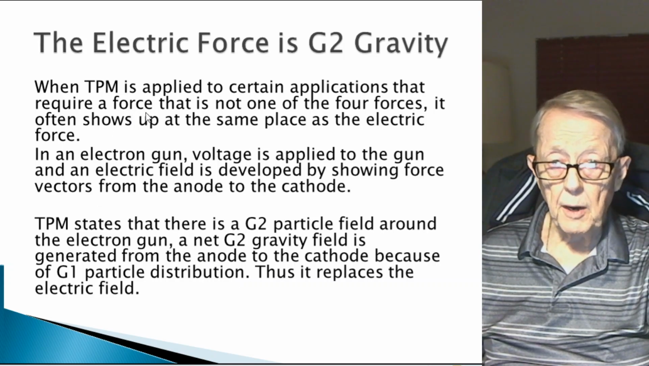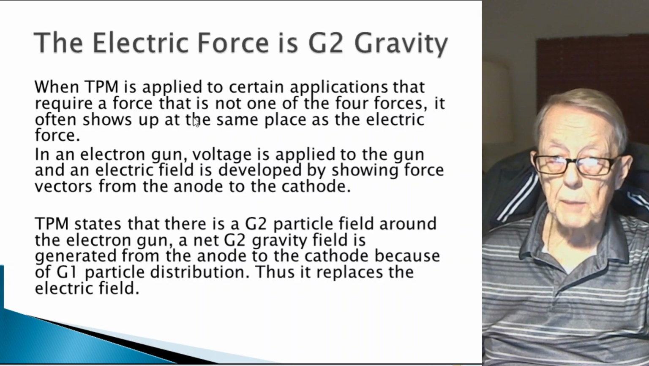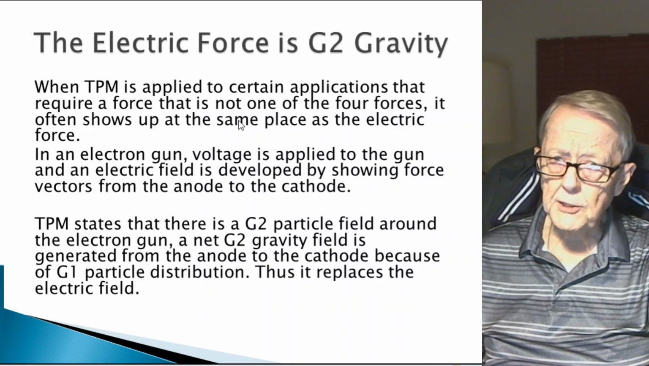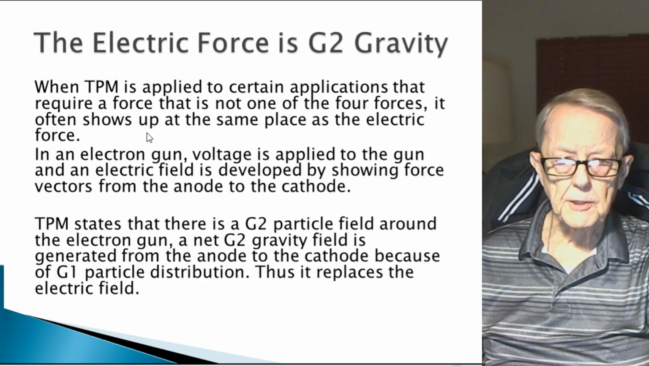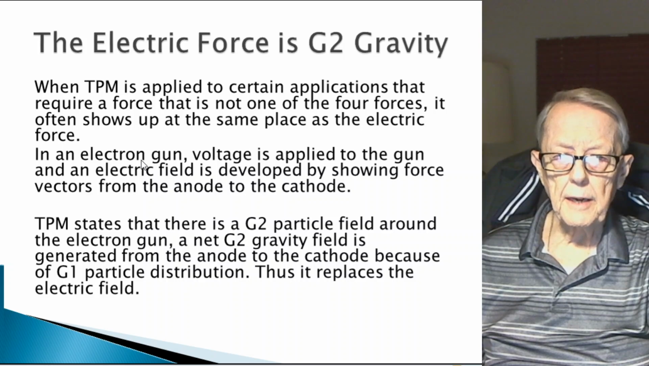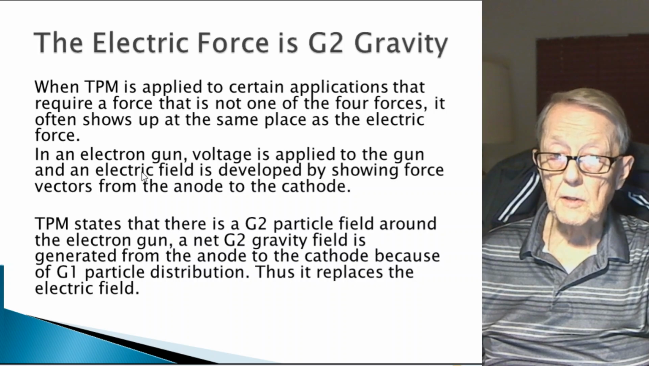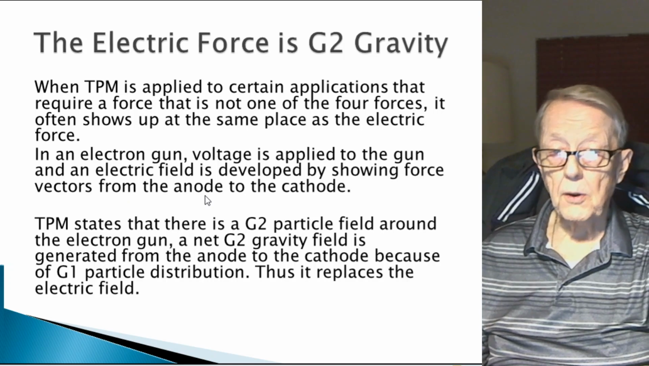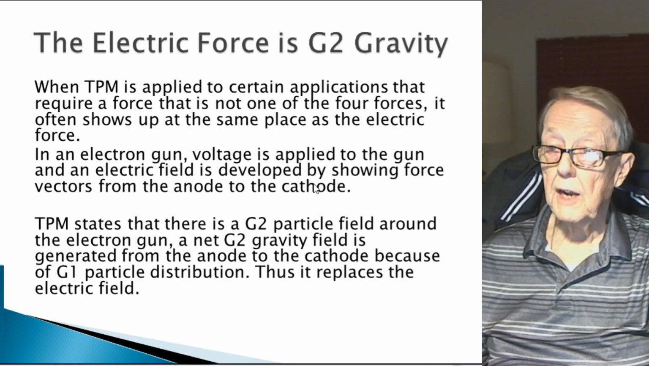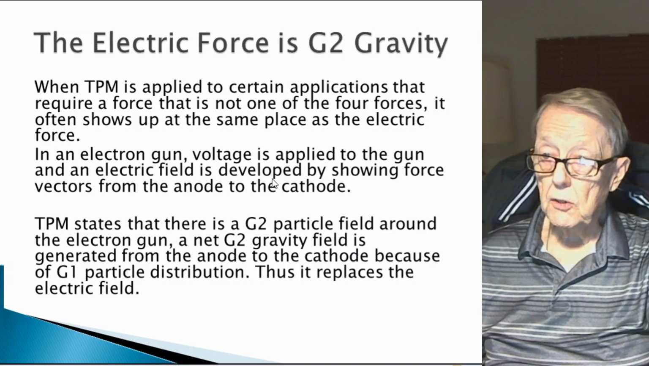When the particle model is applied to certain applications that require a force that is not one of the four forces, it often shows up in the same place as the electric force. For example, in an electron gun, voltage is applied to the gun and an electric field is developed, and they show that field by putting vectors pointing from the anode to the cathode. That's the electric field that they show is there.